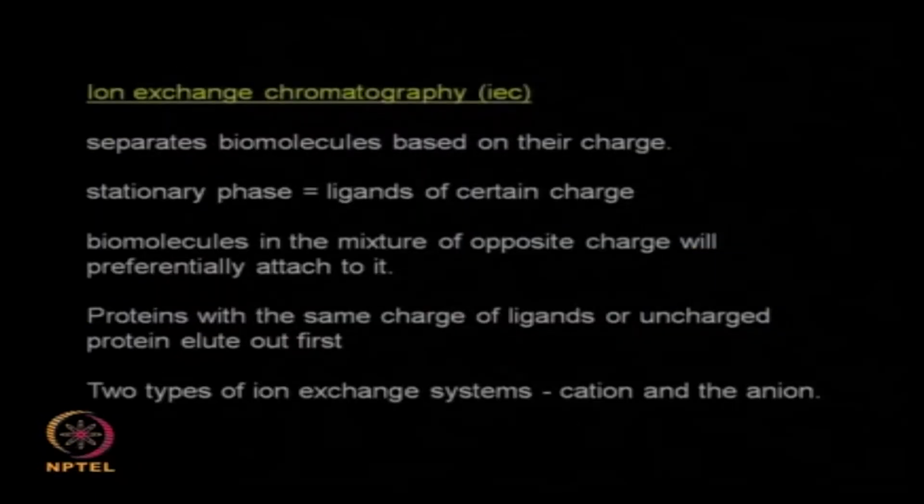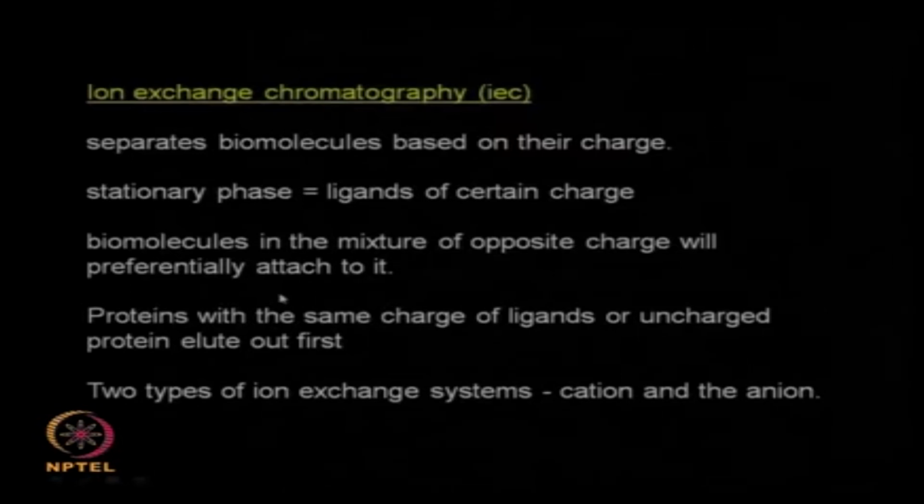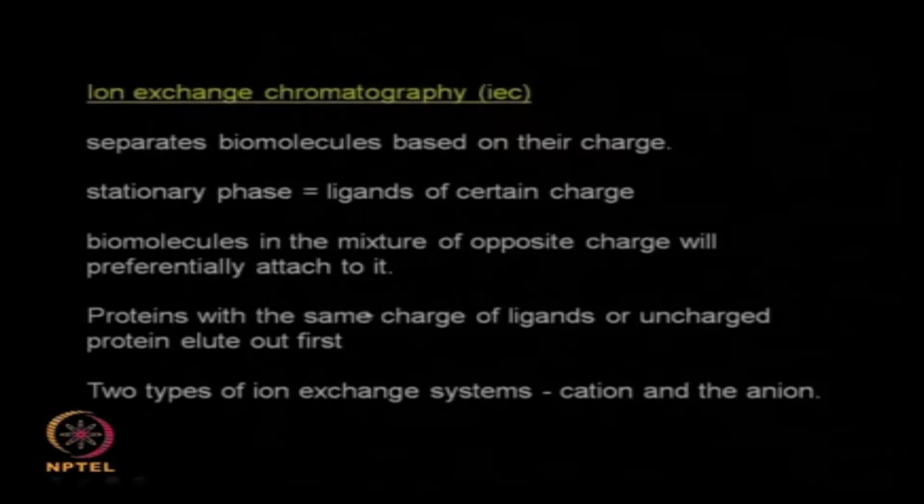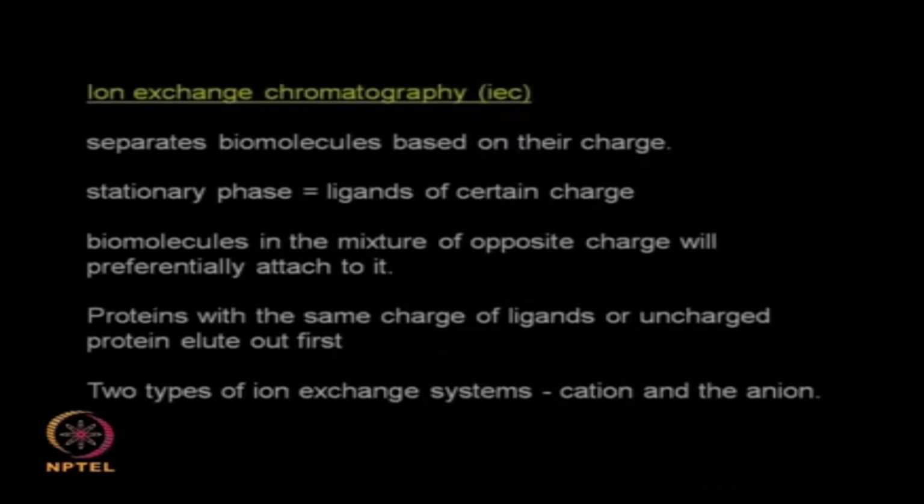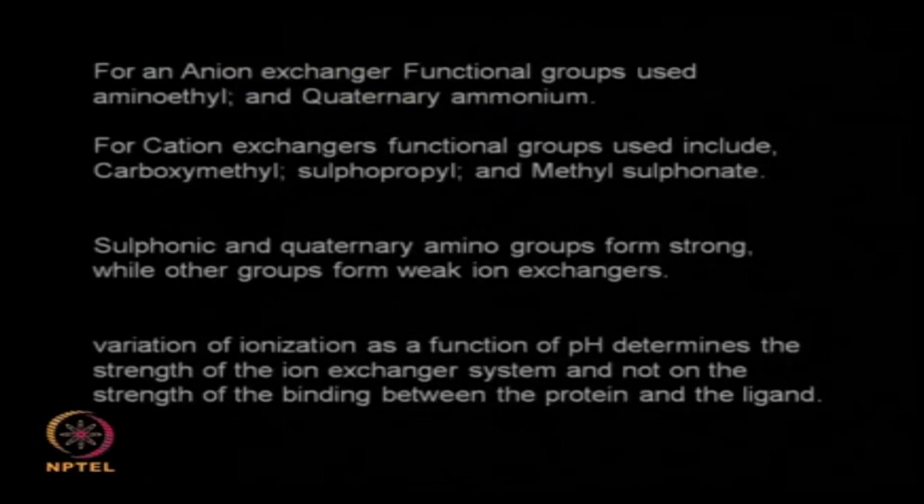So the stationary phase will have ligands of certain charge, okay. The biomolecules in the mixture of opposite charge will preferentially attach to it, and proteins or molecules with the same charge will be eluting out. Even uncharged proteins will be eluting out first. Now you can have two types of ion exchange chromatography, that means cation as well as anion, or you can have mixtures of both cationic and anionic ligands present inside the chromatography.